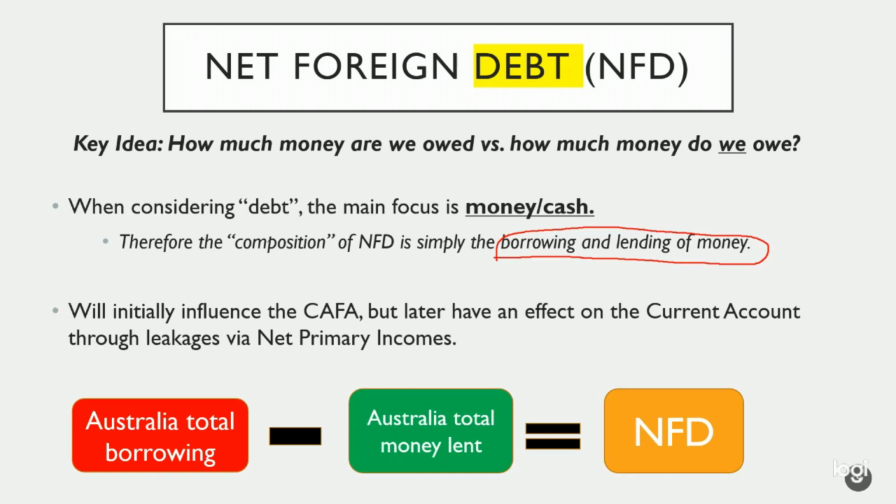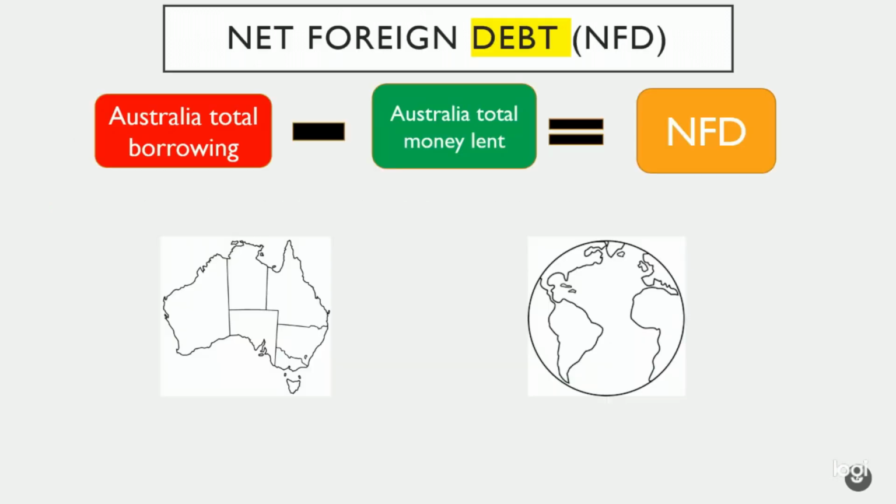So let's have a visualization of what this actually looks like. So you've got Australia and the rest of the world. And so starting with Australia's total borrowing, imagine that we've gone to a range of different countries and we've borrowed a total of $10 billion. Now, because this is an inflow of funds, this 10 billion is going to appear as a credit entry.